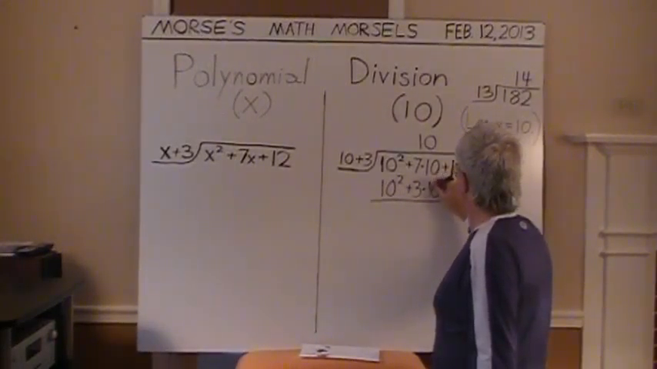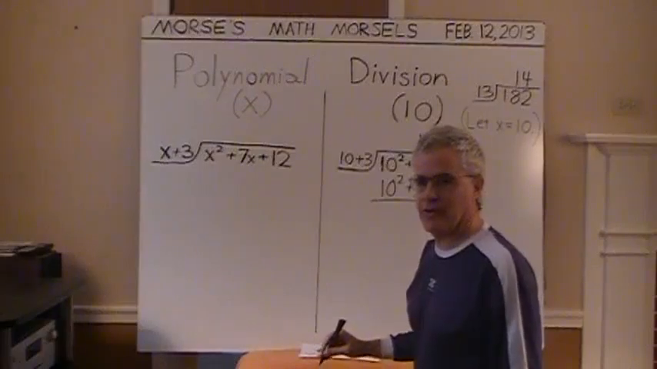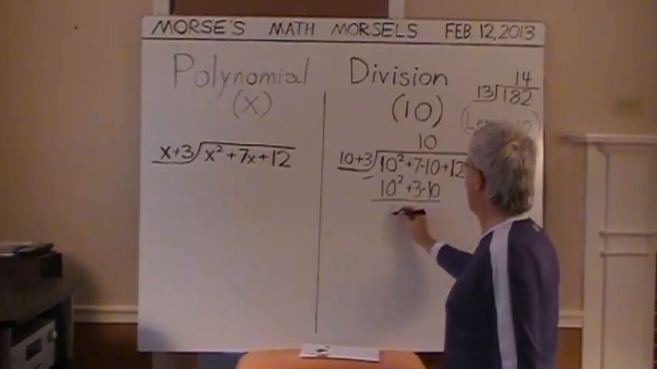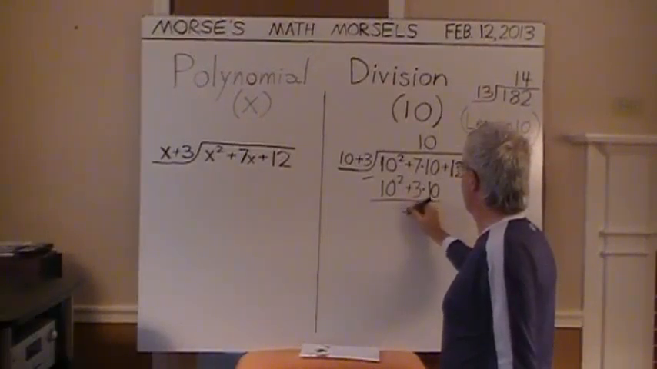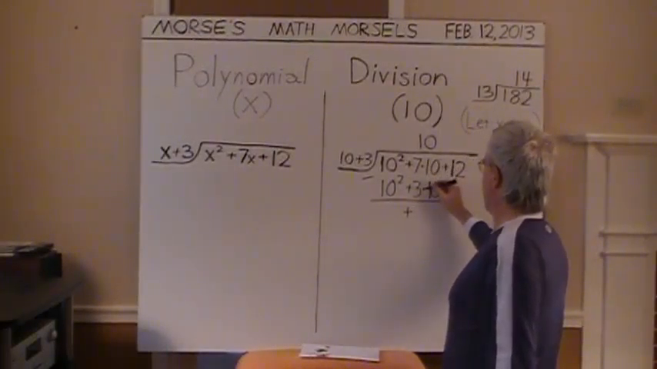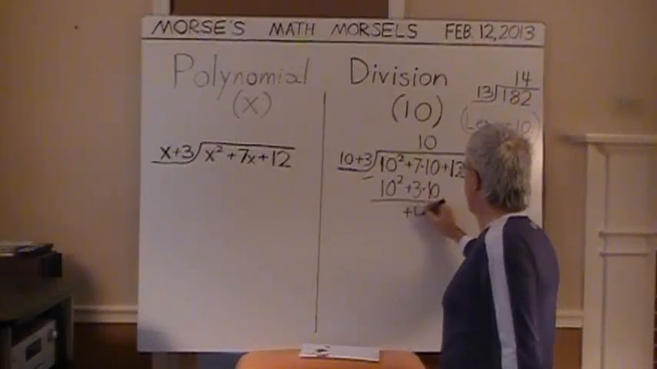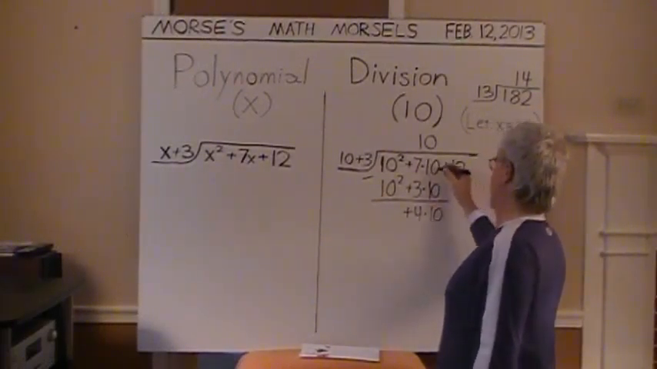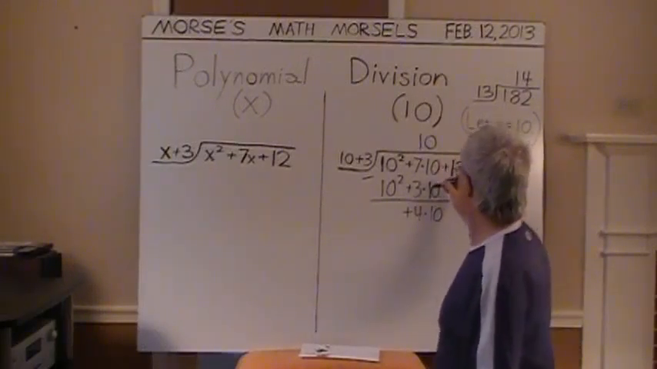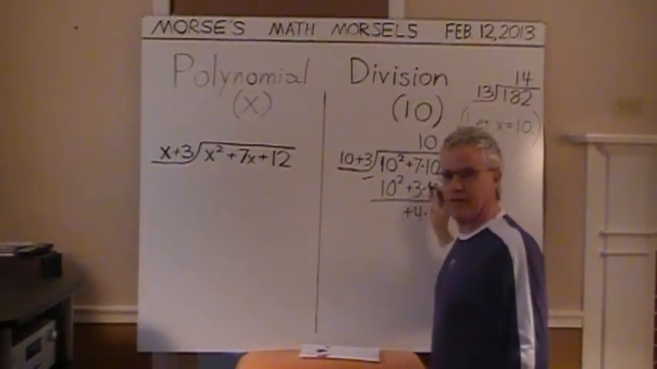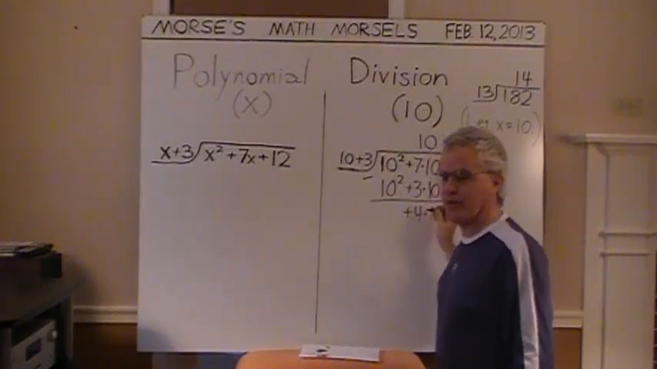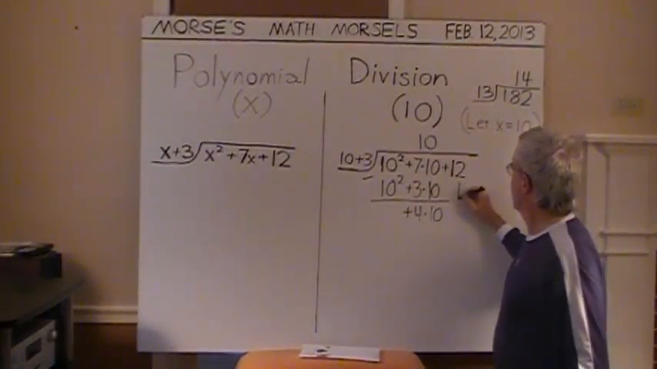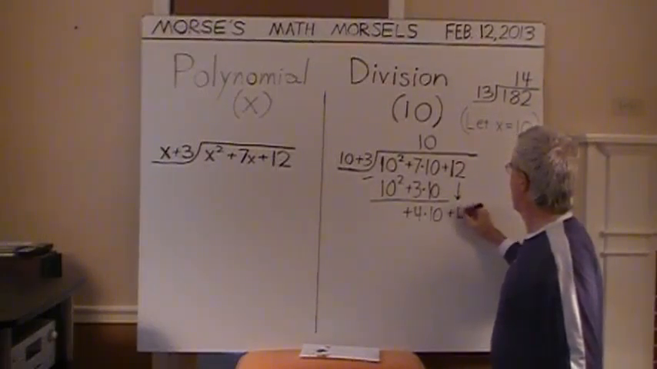And just like with the long division you learned in arithmetic, when you subtract, 10 squared minus 10 squared is 0. I'm just going to leave that blank. 7 times 10 minus 3 times 10, I'm going to represent as 4 times 10. 7 times 10 is 70, 3 times 10 is 30, and 70 minus 30 is 40. Which is just 4 times 10. And our plus 12 needs to ride along.